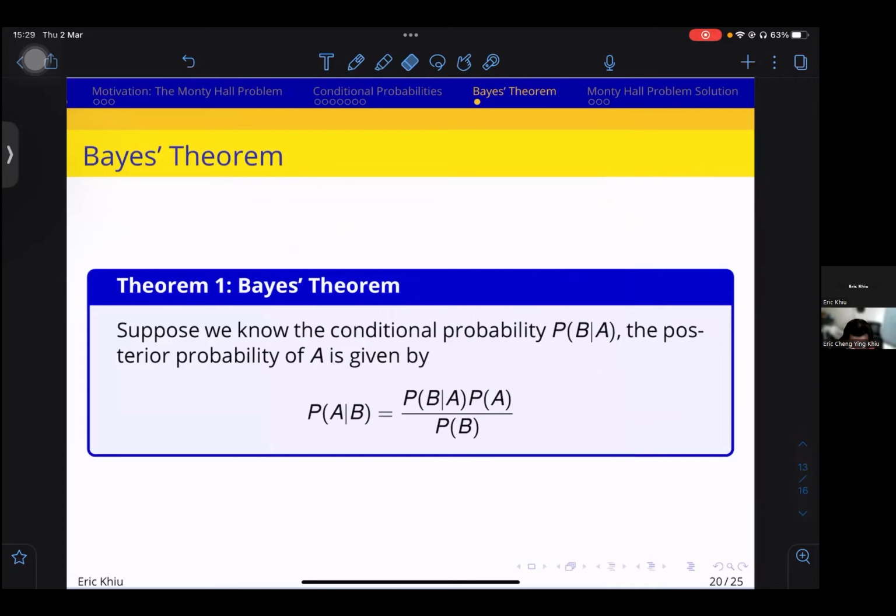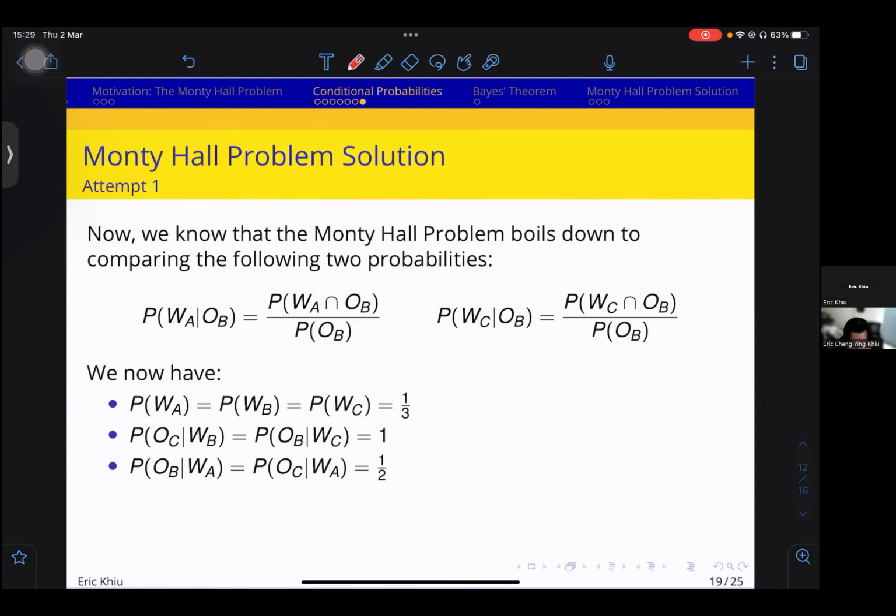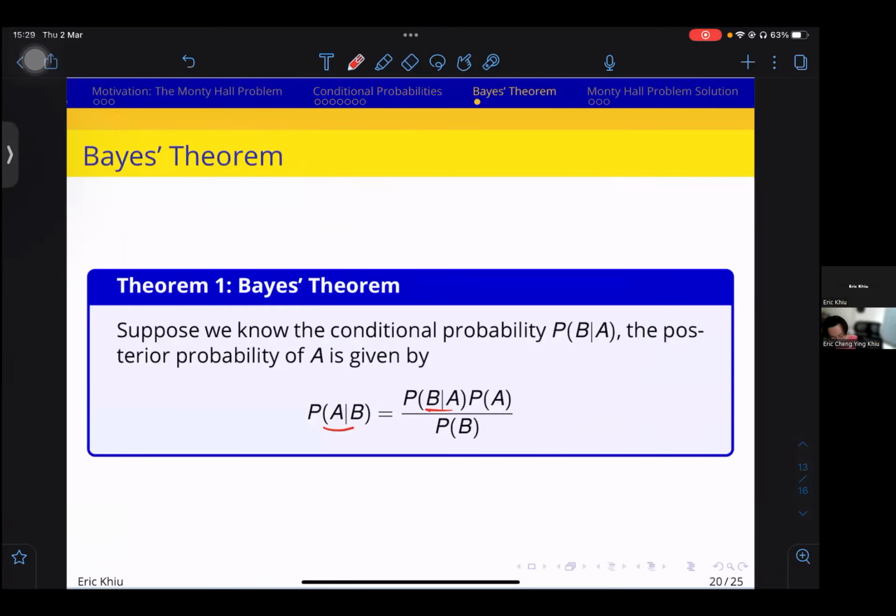And as you can see, this formula relates the different order of events in a conditional probability, and it will be very helpful in this problem because essentially we want to convert this to this. We want to find a relationship between the two. Okay, let's quickly prove this theorem over here.